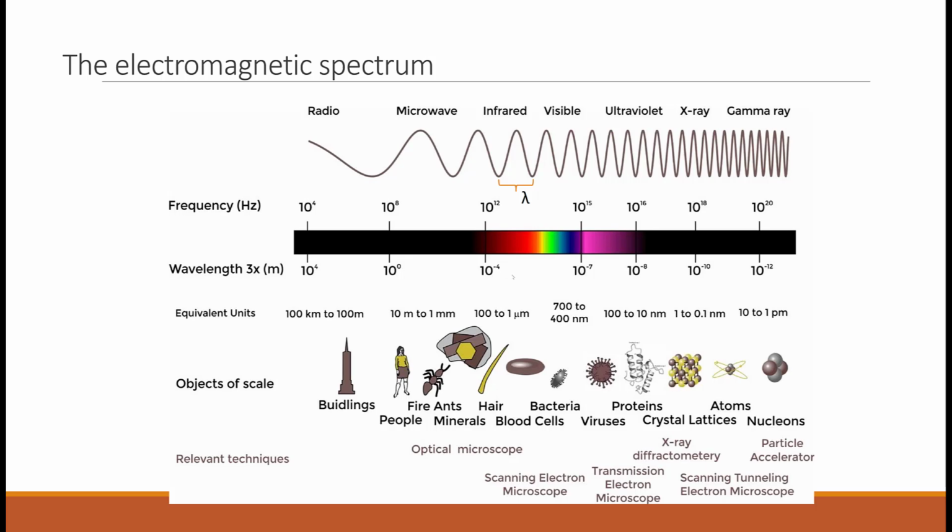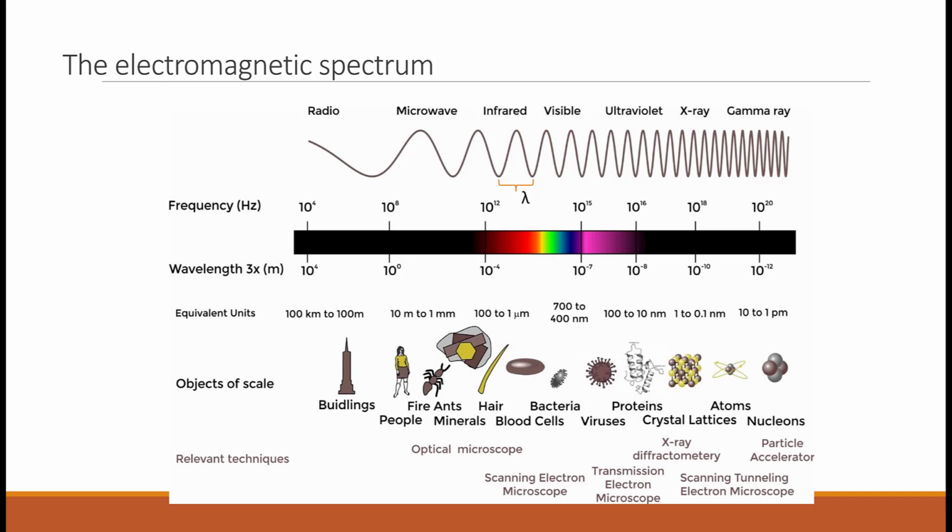We can also go to much shorter wavelengths, and by the time we're around 10 to the minus 10 meters, we're in the part of the spectrum known as X-rays. The equivalent units are shown here with subdivided units like millimeters and microns and nanometers and picometers. Also, some objects of the same scale are shown below, and we can use electromagnetic waves to interact with things of about the same scale.